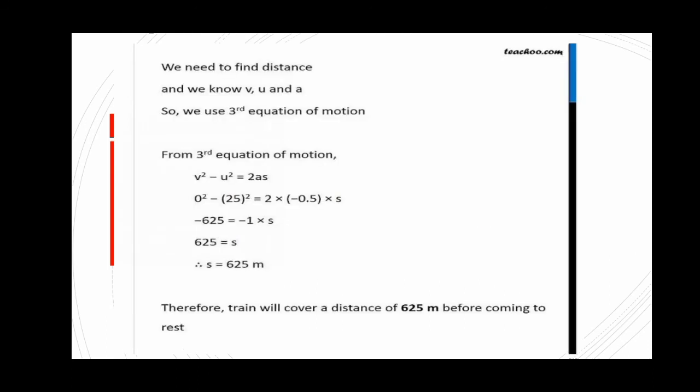Now let us apply these values in the third equation, that is v square minus u square is equal to 2as. By substituting the values, we will get s is equal to 625 meter. Therefore, the train will cover a distance of 625 meter before coming to rest.